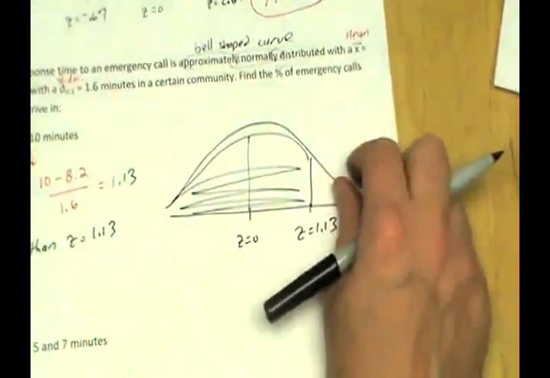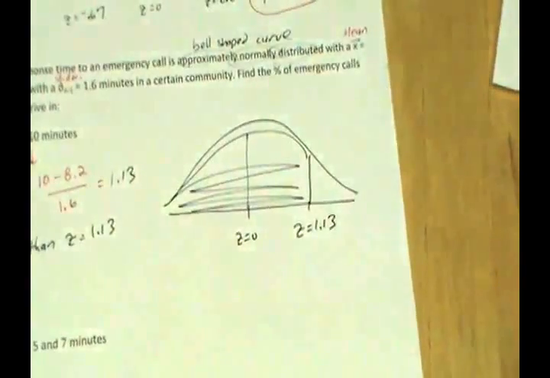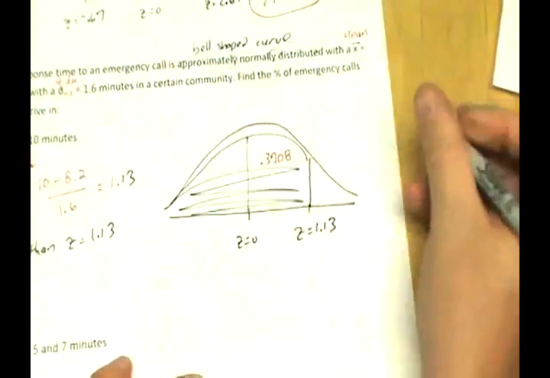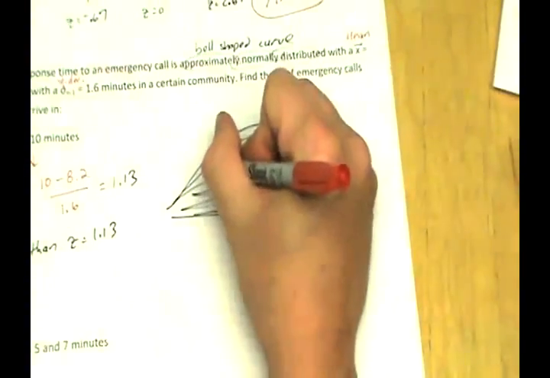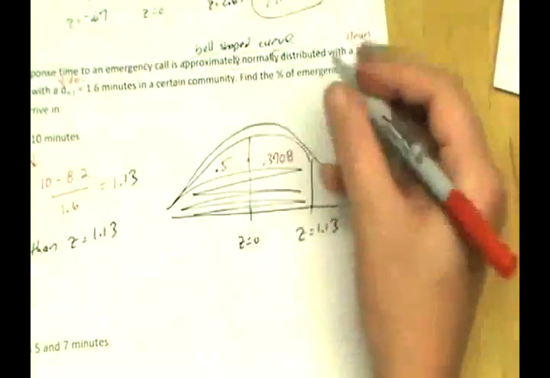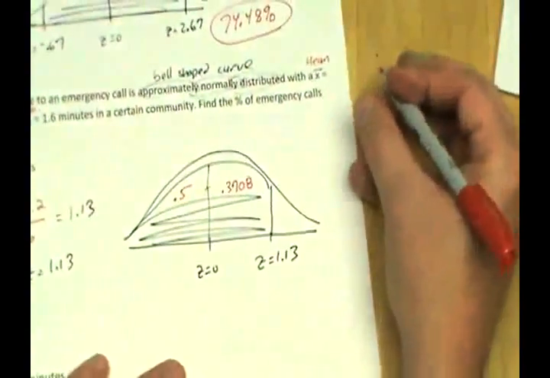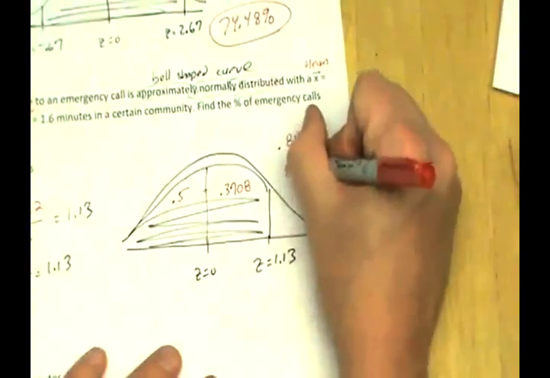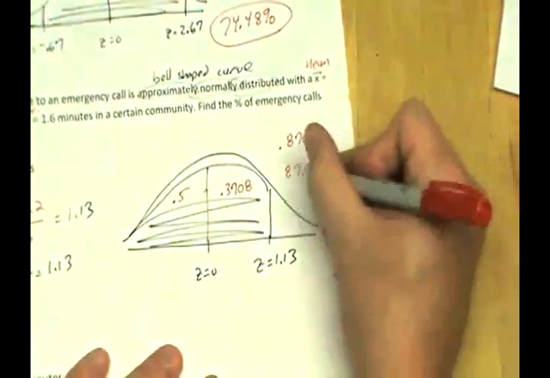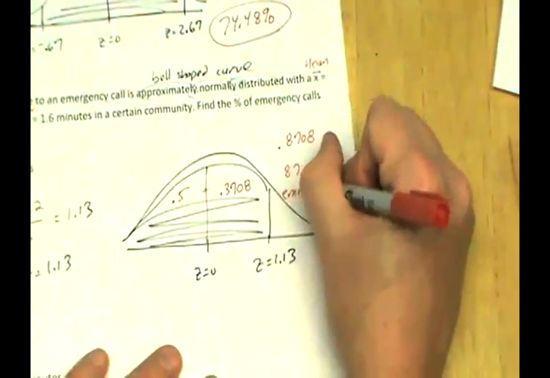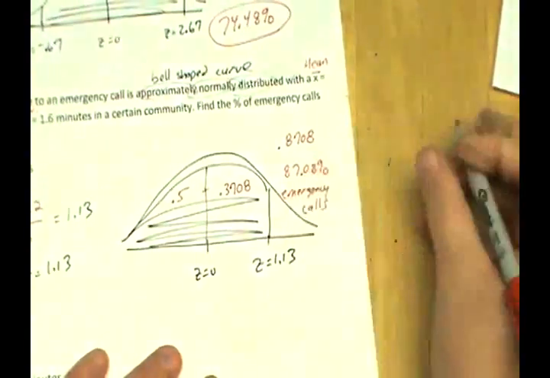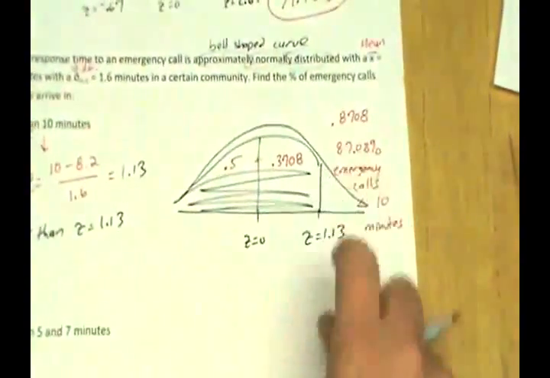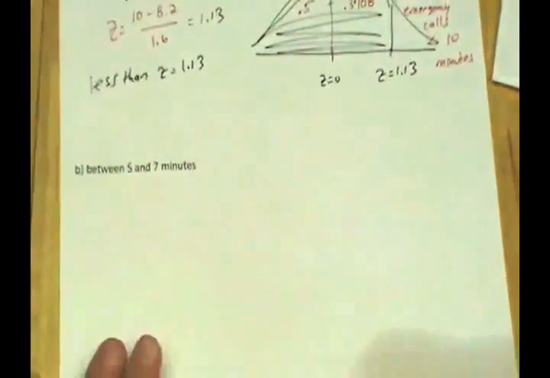Okay. For 1.13, we're looking at 0.3708. That goes between 0 and 1.13. And the entire left half is 0.5. So if I take the 0.5 and add the 0.3708, we get back 0.8708, or 87.08% of emergency calls take less than 10 minutes. So there's the percentage. Cool, let's do another one.